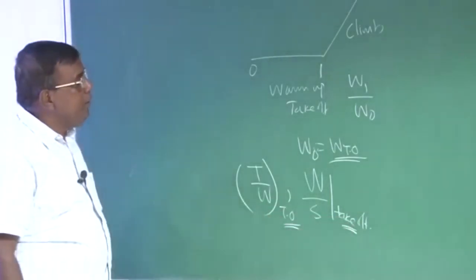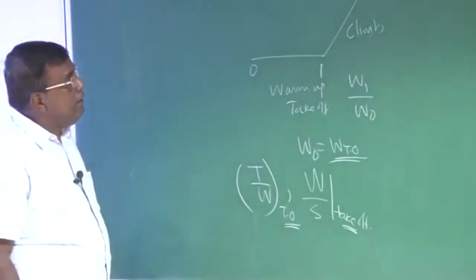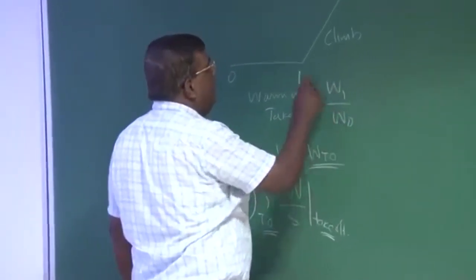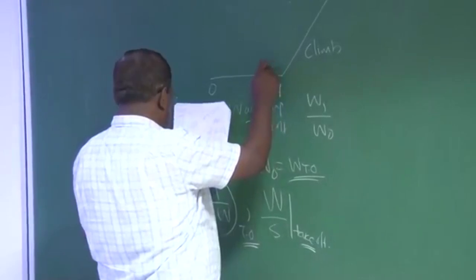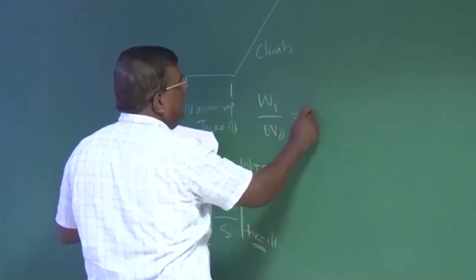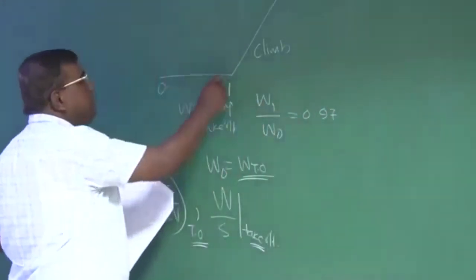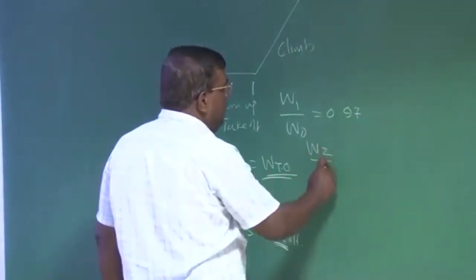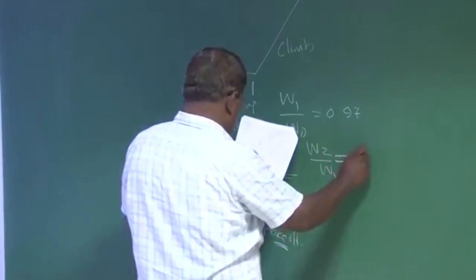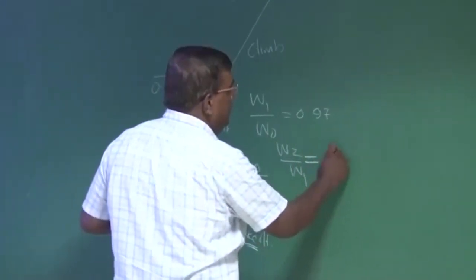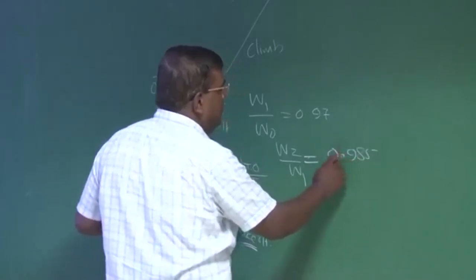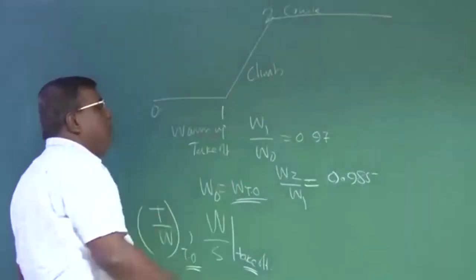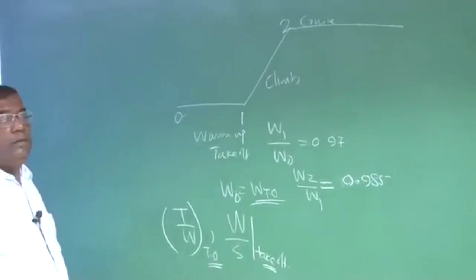Why this is important? If I give you a simple example with W by S takeoff, you know this W naught is W takeoff. So W1 by W naught, this value could be, let's say, 0.97. That means some fuel has been consumed in this segment. And then W2 by W1, which is climb, and let's say that ratio is 0.985. Because to climb up to 2, this ratio W2 by W1 is less than 1 because some fuel is consumed.